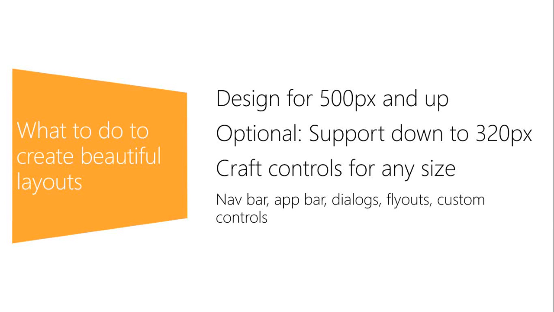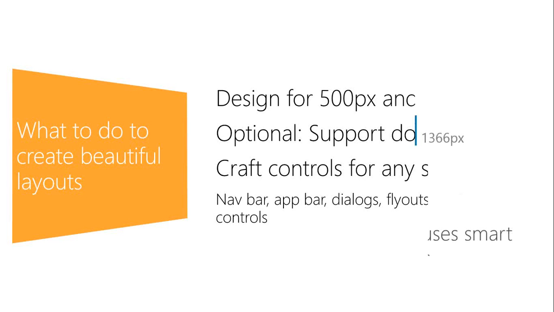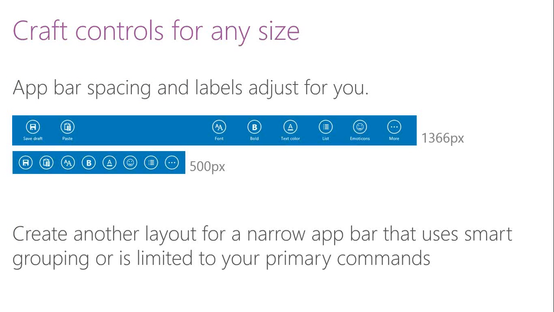Now moving on, let's see. Designed for 500 pixels and up, optional support down to 320 pixels, craft controls for any sizes. So let's say you have controls for your application and you're resizing your application. The application framework automatically compresses all of these app bar or the navigation button, removes the text from below it, and reduces the sizes. So it's important not just to implement the different layouts, but also to cater to the neatness of your design, to the neatness of the whole of your application, and resizing of controls forms a major part of it, because that's what needs major work.